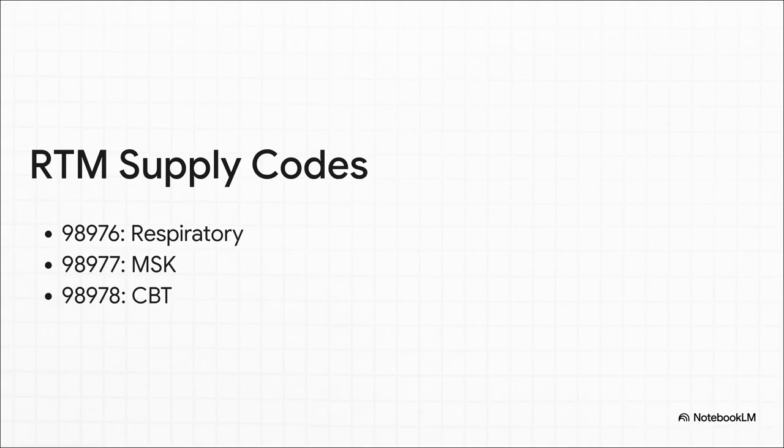Code 98976 is exclusively for respiratory status, 98977 is for musculoskeletal status, and 98978 covers cognitive behavioral therapy. Picking the right code makes sure your claim tells the true clinical story. Plus, it keeps the auditors from knocking on your clinic's front door.